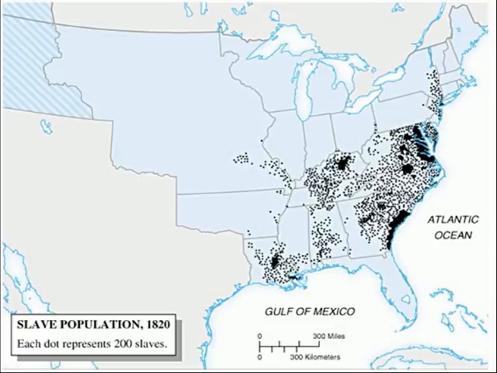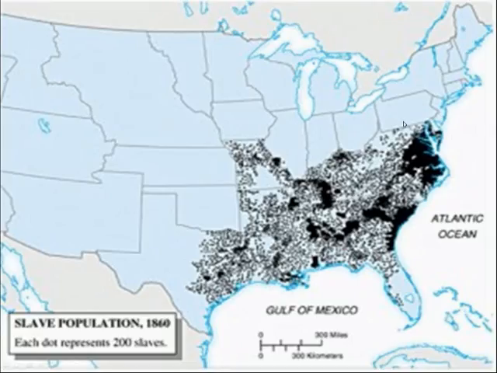And this map is also showing the expansion. Each dot represents 200 slaves. We still have a few up in New York that will be gradually emancipated. This is the Chesapeake and the tobacco. Here are the Carolinas and the rice. We've got some sugar over here, and this is 1820. Now, if you skip ahead to the eve of the Civil War, boom. We still have our tobacco and our rice, but now we've expanded into these cotton plantations down here.